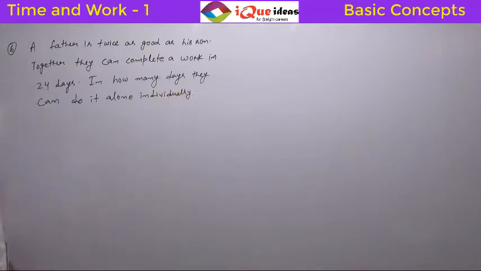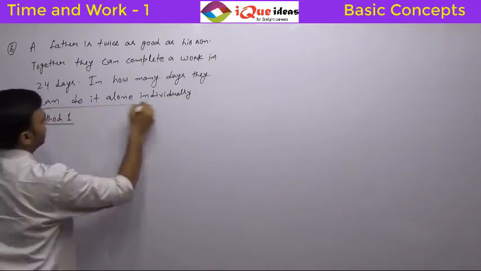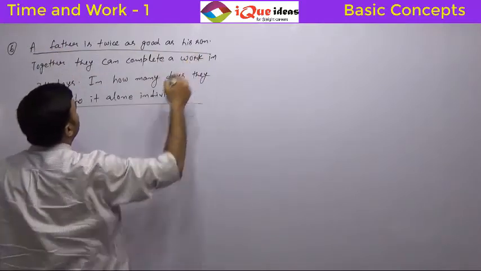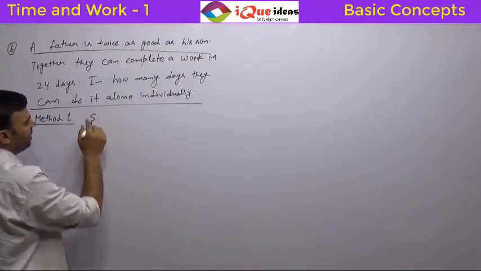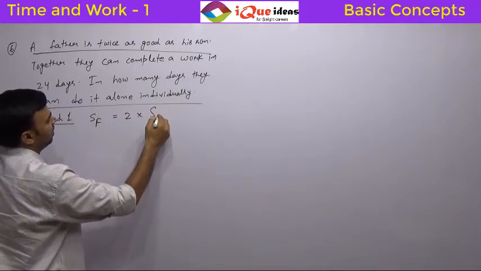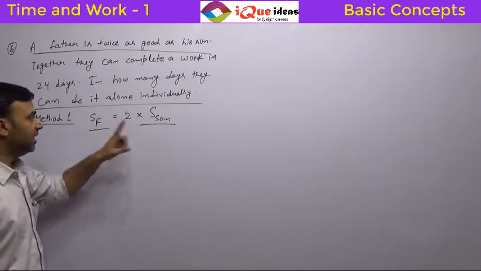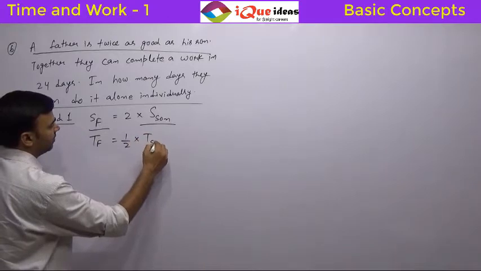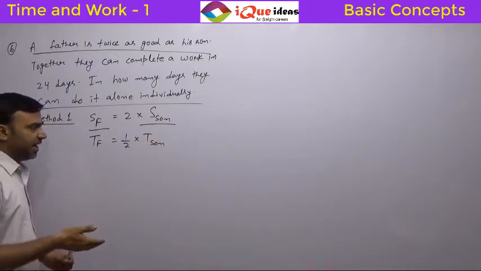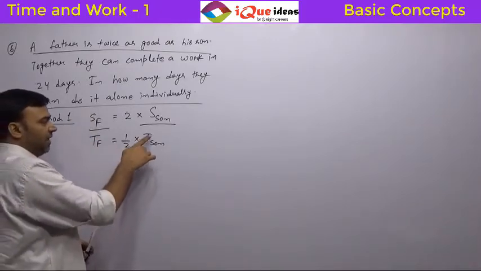Alright. Now, we'll do this question in many ways. Let's say method 1. Method 1 will be the formula method. For that, let's try and understand. Here we are saying a father is twice as good as his son. That means speed of father is equal to 2 times the speed of son. Please try and understand this. When we say father is twice as good, that means the speed is 2 times. That means time taken by father will be half of time taken by son. Right? If the person's speed is higher, the time taken to do the whole work will be lesser. So time taken by father for the whole work will be half of time taken by son.